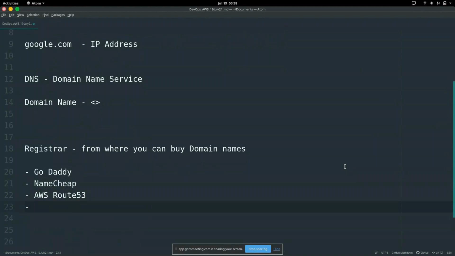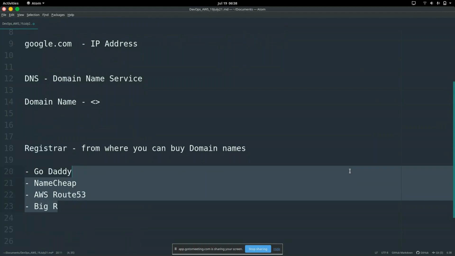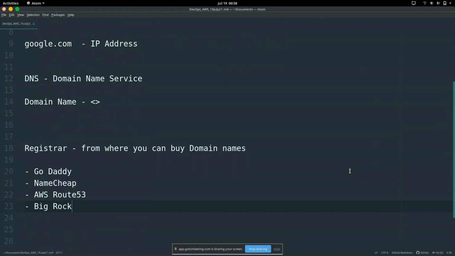What else? I think there is something called Big Rock or something. So all these are some of the registrars from where you can buy your domain names. For example, if I want to launch my own website as kiranops.com, I should go to one of these and see if that name is available. If it is available, I have to pay some monthly or yearly price and take that domain name. It's not my website again, just the name for my website.